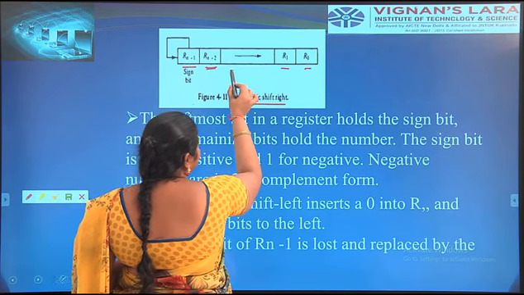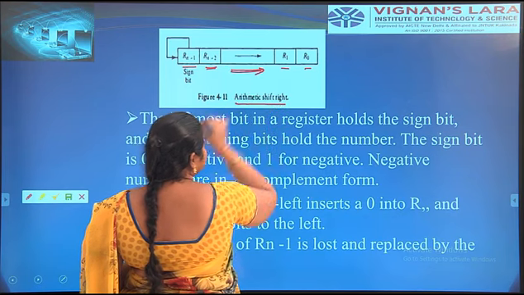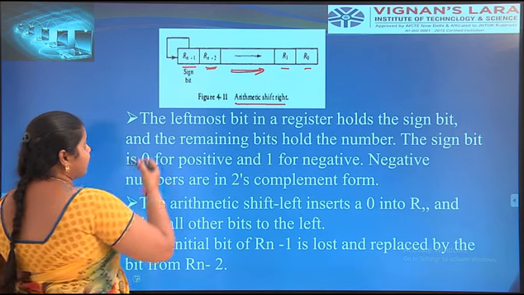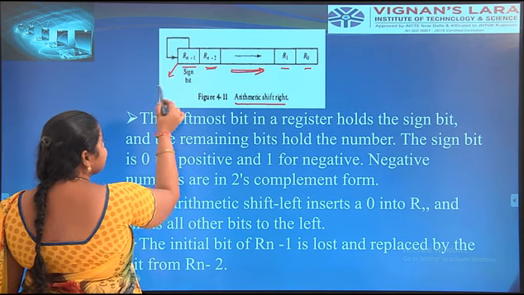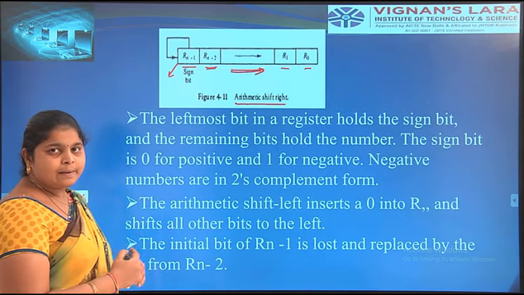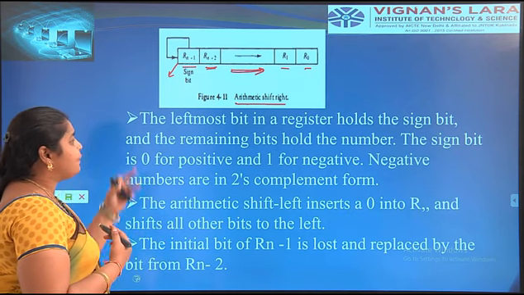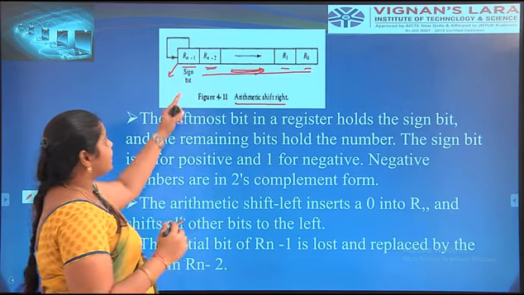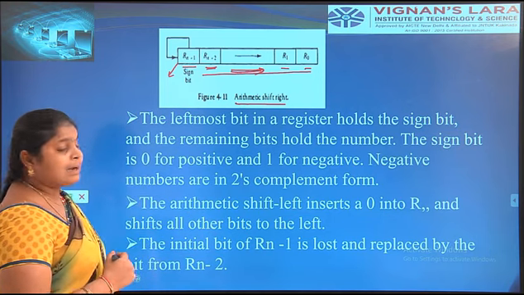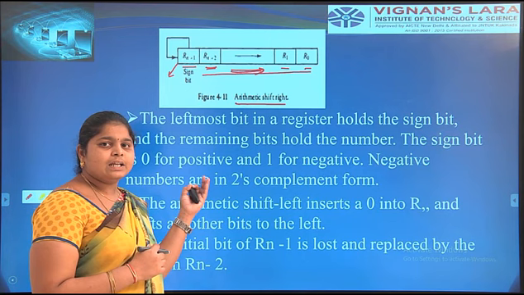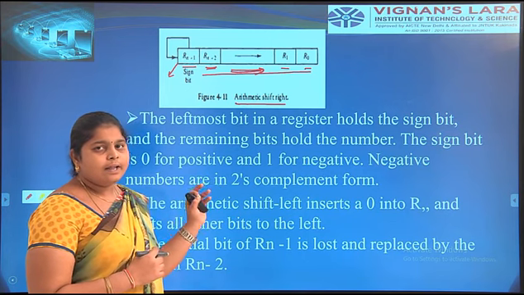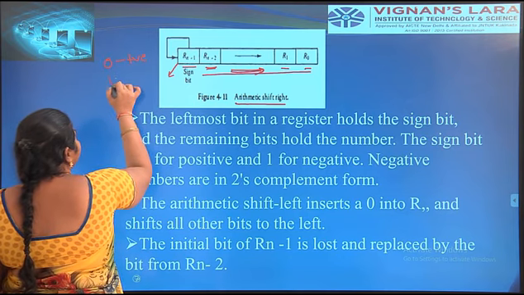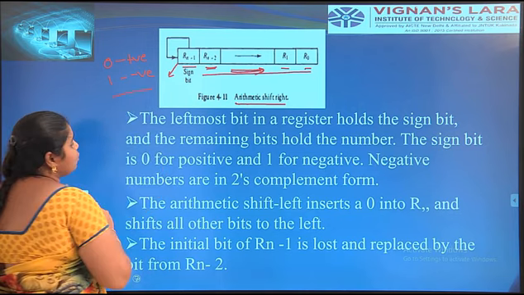This is the arithmetic shift right, which is why the arrow is denoted like this. The leftmost bit in the register holds the sign bit. The leftmost bit, Rn-1, represents the sign bit, whether the number is positive or negative. The remaining bits, Rn-2 to R0, hold the number. The sign bit Rn-1 denotes whether the binary number is positive or negative. Here 0 represents a positive number and 1 represents a negative number.